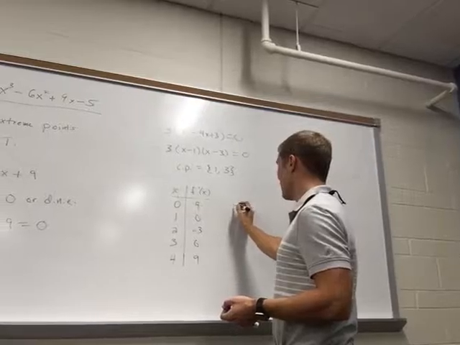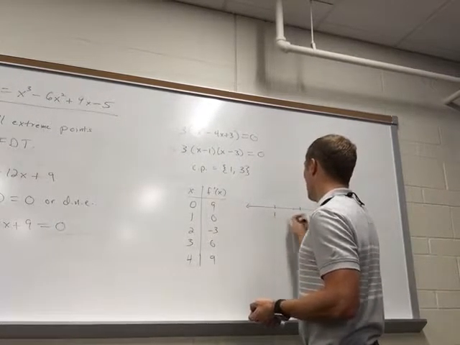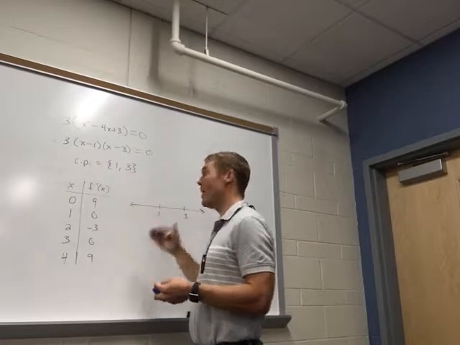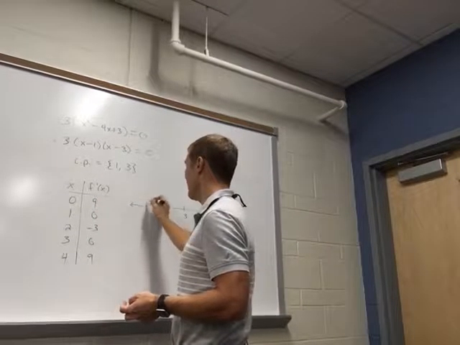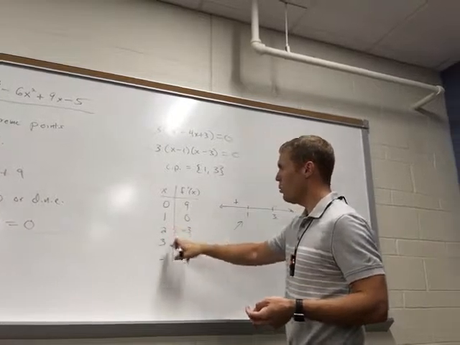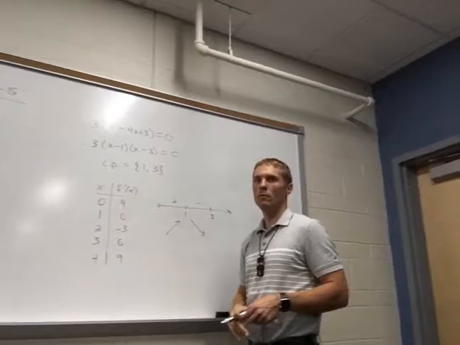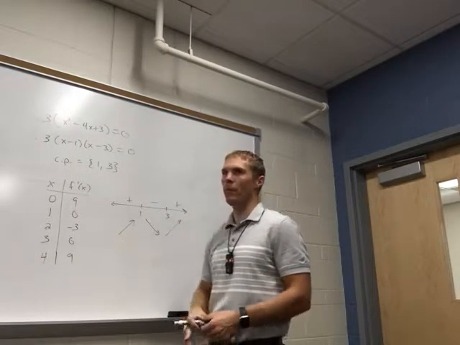So kind of laying these out on a number line now, 1 and 3 we know are possible, they are the critical points, they're possible extreme points. Here, the derivative is positive, which means going uphill. Between 1 and 3, it's negative, which means going downhill. After 3, it's positive, so it's going back uphill.